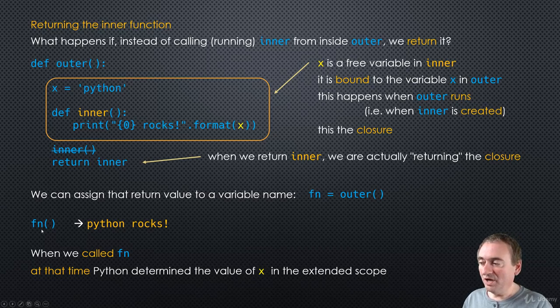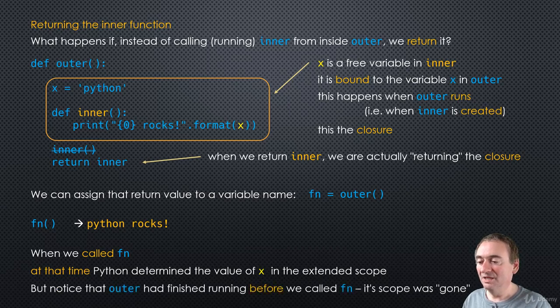But in this case, when we call fn, by that time, outer has finished running, right? It's finished running. Its scope is gone. How can fn now go ahead and see, oh, x equal to Python in the outer scope? The outer is gone. And yet, it still worked. It still retained its value, right? So that should be weird. That should sound odd. It's like, what's going on? How can it possibly retain that value of x, right? Even though the function that defined it, the scope where x was defined, went away.